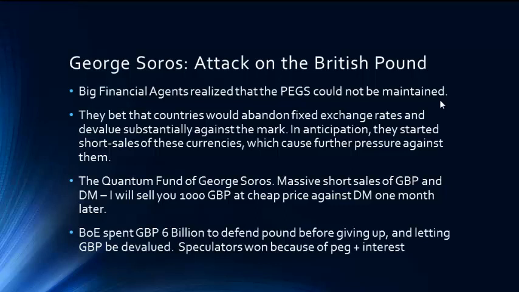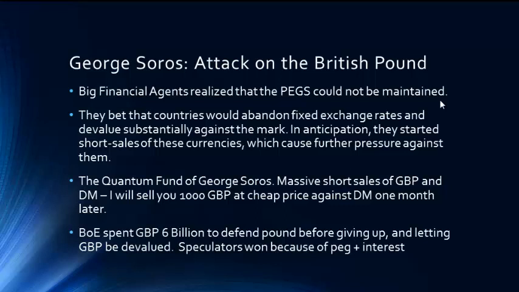So once you start selling billions of pounds worth of this, which is what Soros did, this puts an immense amount of pressure on the bank to support the pound against the Deutschmark. The Central Bank of England sold 6 billion worth of pounds. Basically they lost reserves before giving up and letting the GBP be devalued. So they gambled against Soros, and the Bank of England lost the gamble, and they lost a huge amount of money in the process of trying to defend it.